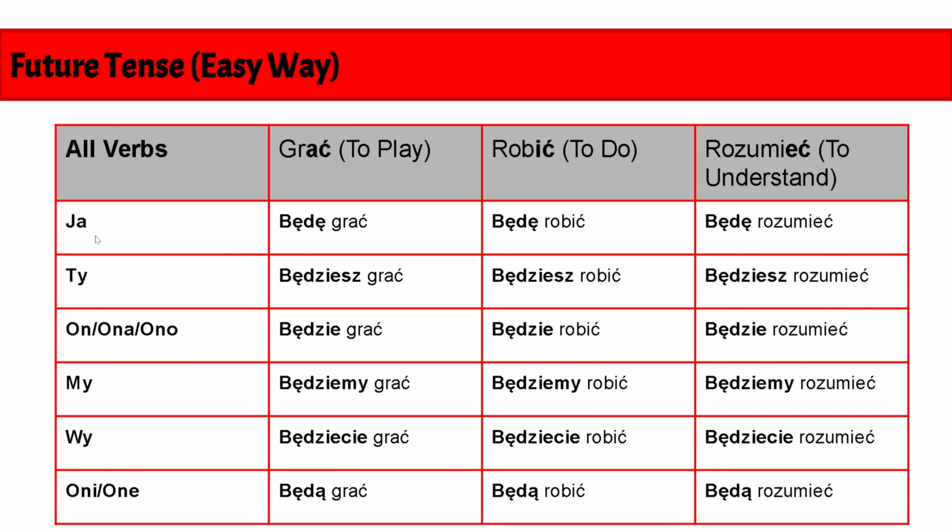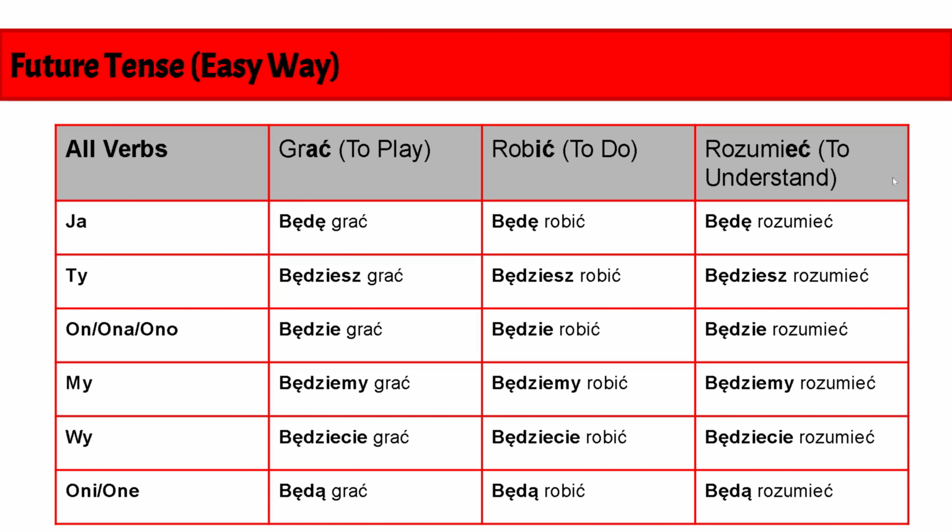So I'm just going to go down the list. Ja będę grać, ty będziesz grać, on, ona i ono będzie grać, my będziemy grać, wy będziecie grać, oni or one będą grać. Again, you only have to learn these 6, and you know the conjugation for robić, for rozumieć, and for every other verb you will see in the Polish language.